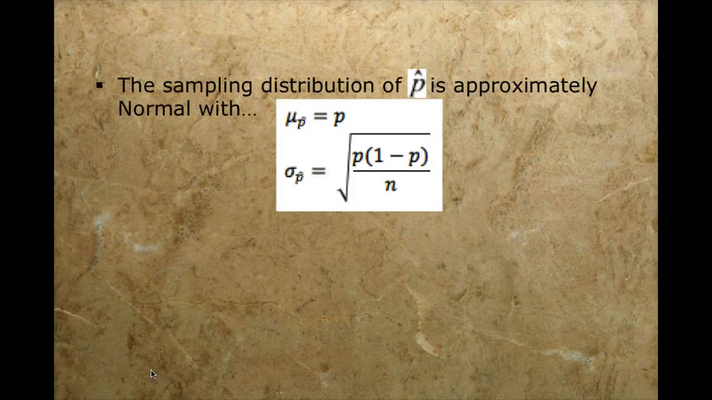All right, so a couple quick reminders before we really get started. The sampling distribution of our sample proportions is approximately normal with the following mean and standard deviation. Now notice these formulas are on your formula sheet, so no need to memorize them.